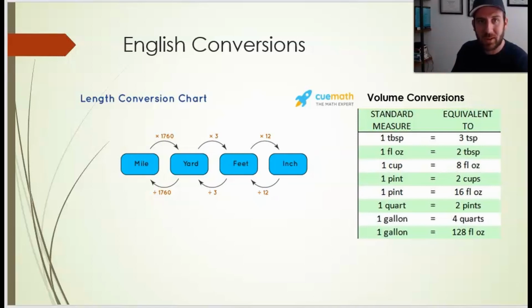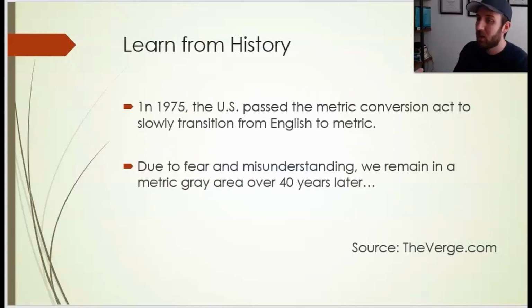Now, the last thing I'm going to leave you with is something that you may not have known, and that's that America actually tried to convert over to the metric system before. In 1975, the US passed the Metric Conversion Act as a way of trying to slowly transition us to a metric system from our English measurements. Now, it didn't work, and most of us haven't heard about it, because there was a lot of fear and misunderstanding around what these different units meant.